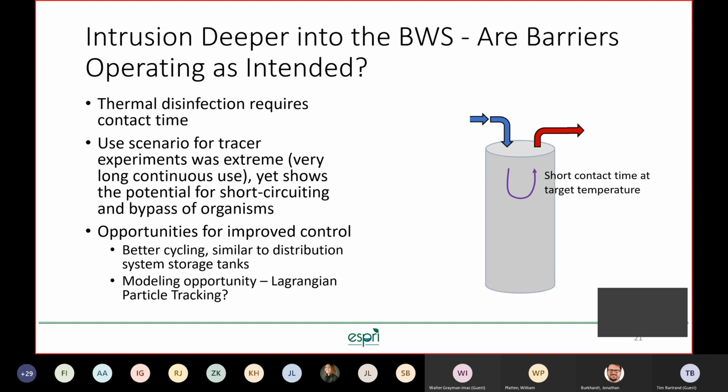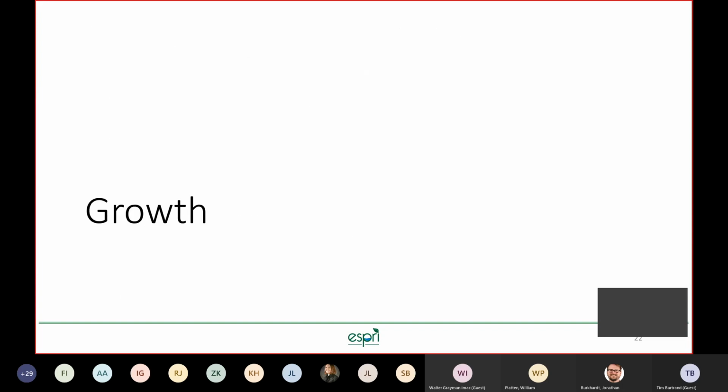There is short circuiting that happens at water heaters, and so pathogens that you thought were being exposed to 60-degree water might not be. And this is a great opportunity for modeling, and the Lagrangian particle tracking that a previous presenter talked about would be a great approach here.